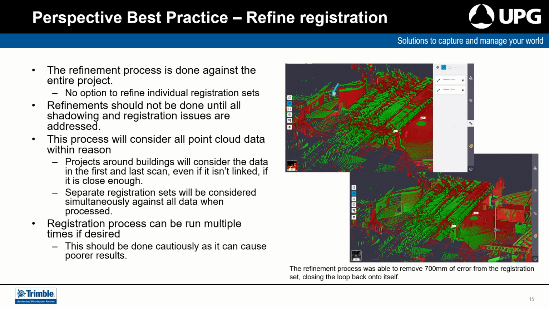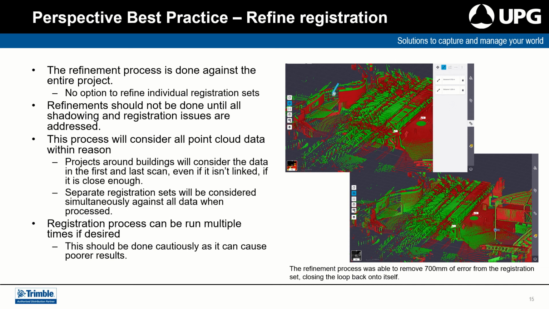Refining the registration is the last step. A refinement is when the process looks at joining all the scan data together. When you're looking at a registration between two scans, you're looking at scan 1, scan 2, scan 3, and how scan 1 links to scan 2, how scan 2 links to scan 3, and so on. The refinement will look at all the scans and how best it fits together. The refinement process is done against the entire project, and you're not looking at individual registration sets, particularly in Perspective, at this stage.